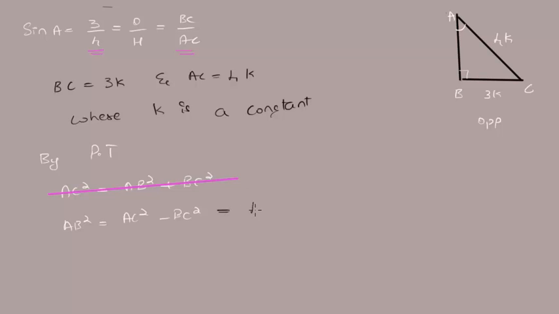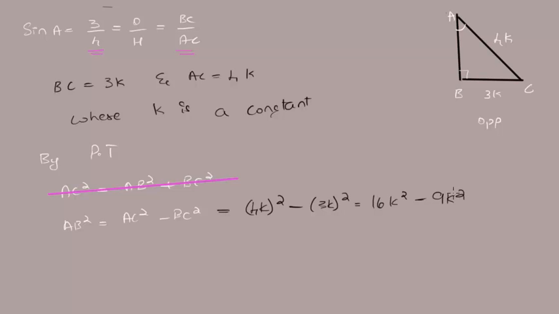So AC square is 4k whole square minus 3k whole square. So what is 4k whole square? 4 is getting squared and also k is getting squared. It is not just 4 square, it is 4k whole square. That's why I have the term whole. So we have 16k square minus 3k whole square. Whole, whole, whole, whole. Yes, whole.